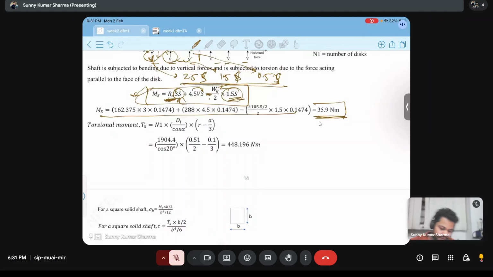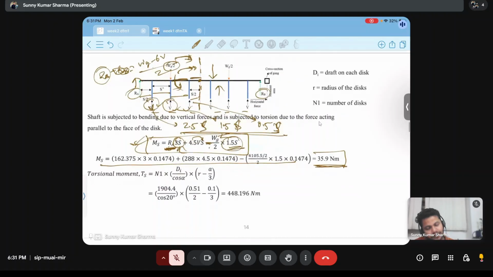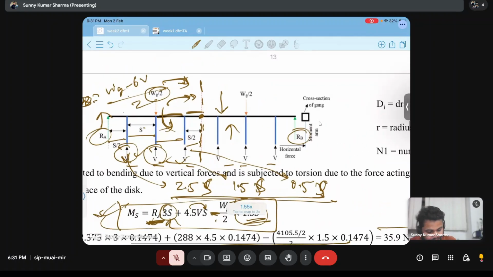Now here torsion moment. Torsion: which force will try to twist this shaft? That you need to tell. This is the shaft. This V and W is trying to bend this shaft. And which force is trying to twist this shaft?